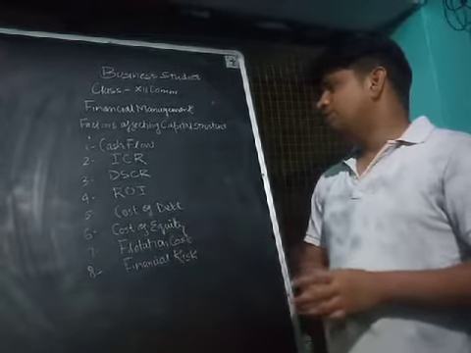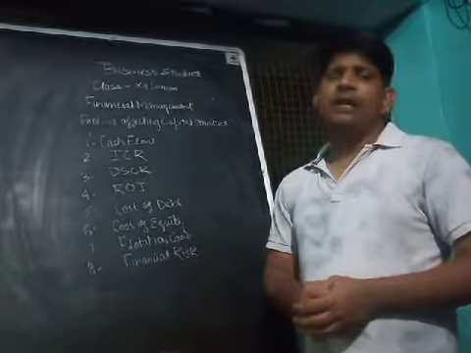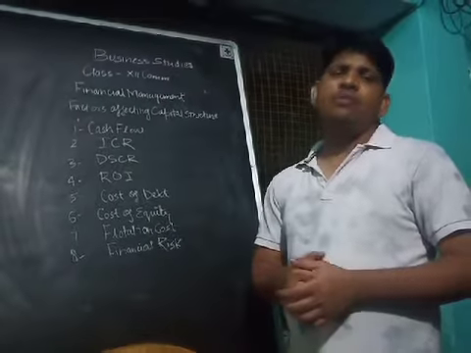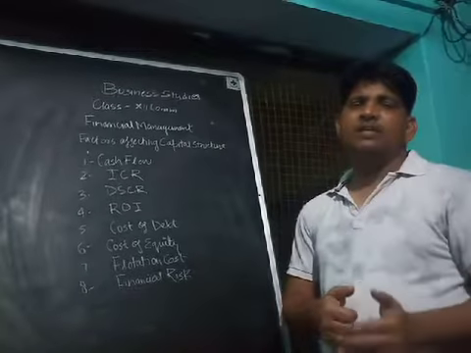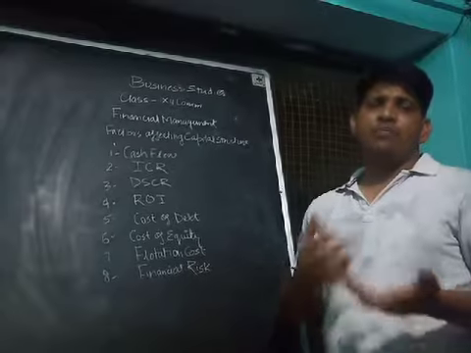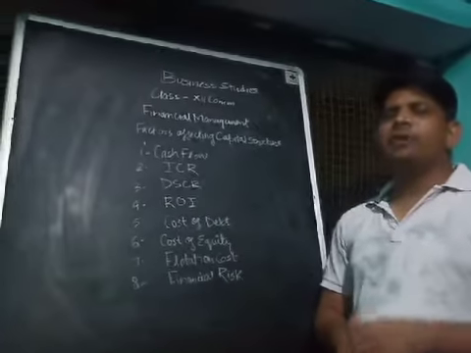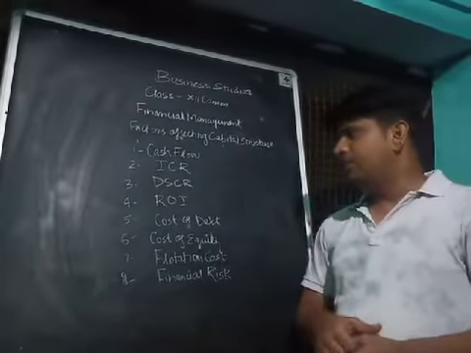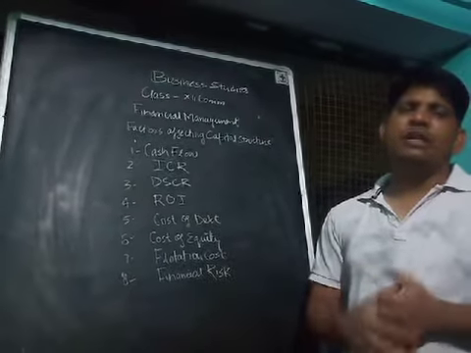ROI indicates how much the company is getting after investing a particular amount in the business. If the company has invested rupees 1 crore in a business and the company is getting rupees 1 crore 50 lakh in the accounting year, then ultimately the project is profitable for them, and the company prefers to do more and more investment in that particular project. And also the people who have invested their money want to continue to invest their money in that particular business.